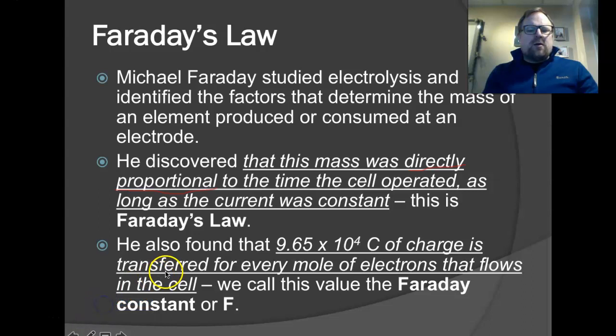And Faraday's law comes along with it a constant. That constant is basically saying that 9.65 times 10 to the 4 coulombs of charge is transferred for every mole of electrons that flows in a cell. So we call that Faraday's constant. What's really important for us in chemistry here is that we're talking about the mole. Every mole of electrons that flows transfers 9.65 times 10 to the 4 coulombs. That mole, please remember, is really what allows us to link lots of variables together using stoichiometry.